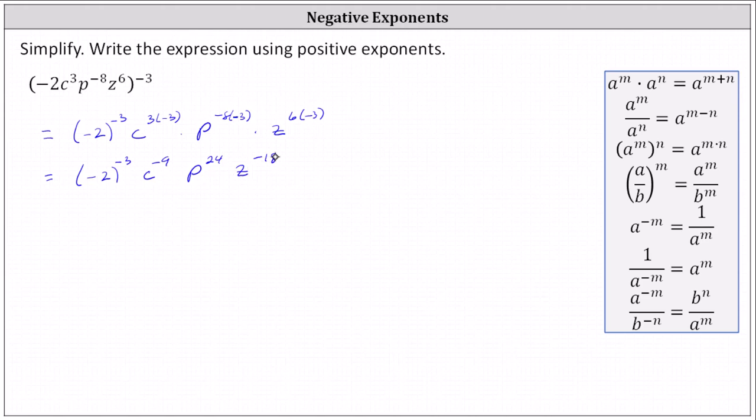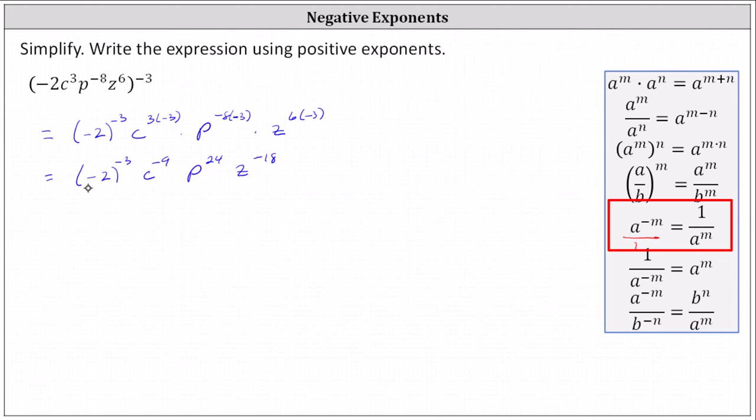Now let's work on writing the expression using positive exponents. Recall, a to the power of negative m equals 1 divided by a to the power of positive m. If it's helpful, we can think of a to the power of negative m as a fraction with a denominator of 1. If we move a to the power of negative m to the denominator, notice the sign of the exponent changes.